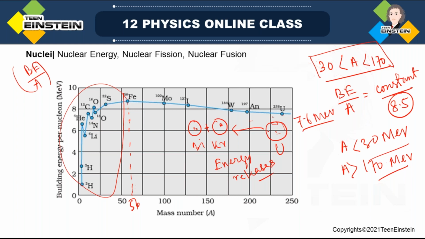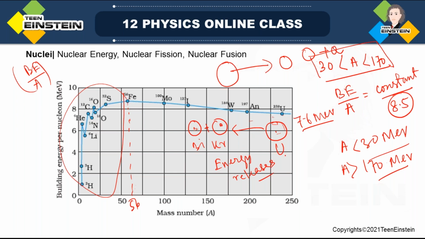So such a kind of reaction is called a fusion reaction. Fusion reaction says that if you have a bigger nucleus, when the bigger nucleus is broken into two smaller nuclei, and they have greater binding energy, then there will be a release of energy.